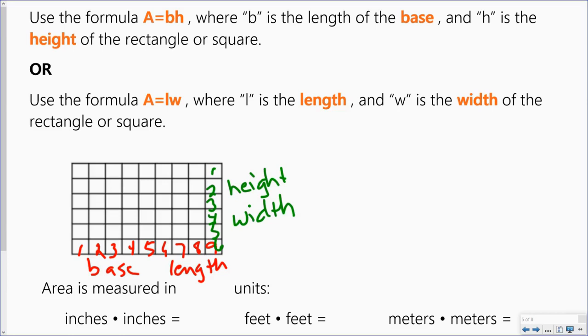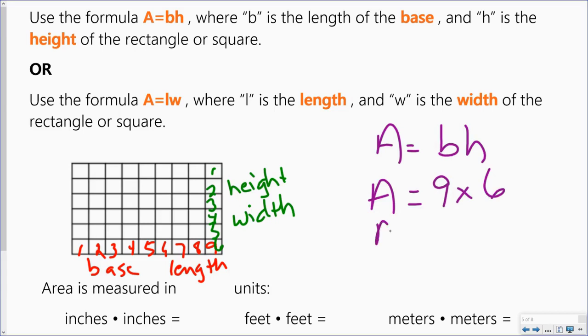That means when I figure out my area formula, I have A equals base times height. So I'm going to substitute my numbers in there. I have area equals base, which was 9, multiplied by my height, which is 6. So my area is 54.